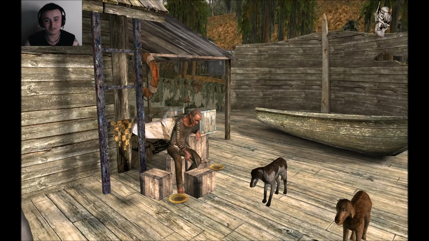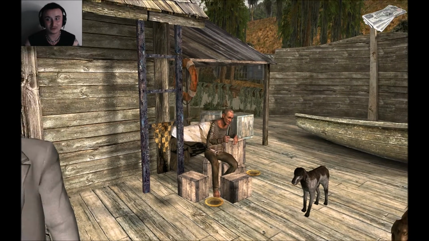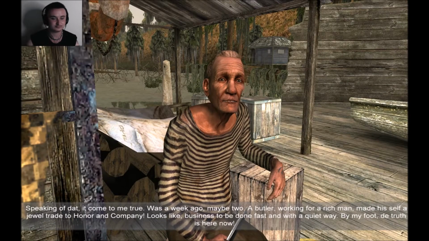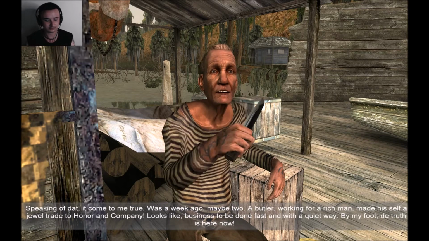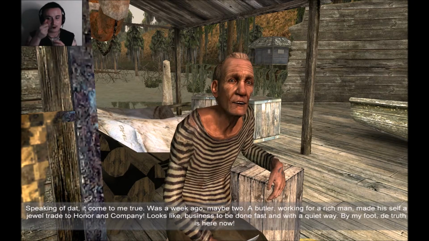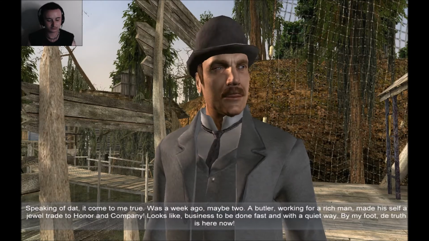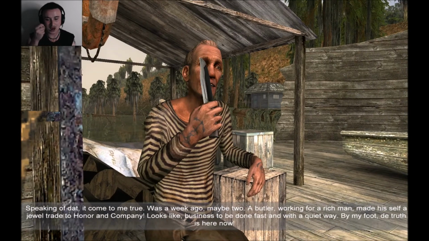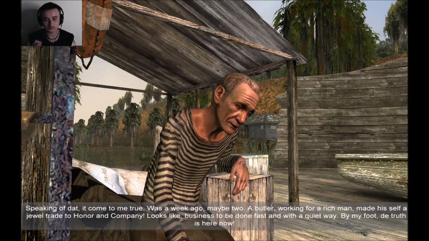I think he wants alcohol, but we can also offer him money. Speaking of that, it comes to me true. It was a week ago, maybe two. A butler working for a rich man made himself a jewel trade to honor and co. Looks like business to be done fast and in a quiet way. At my foot, the truth is here now.